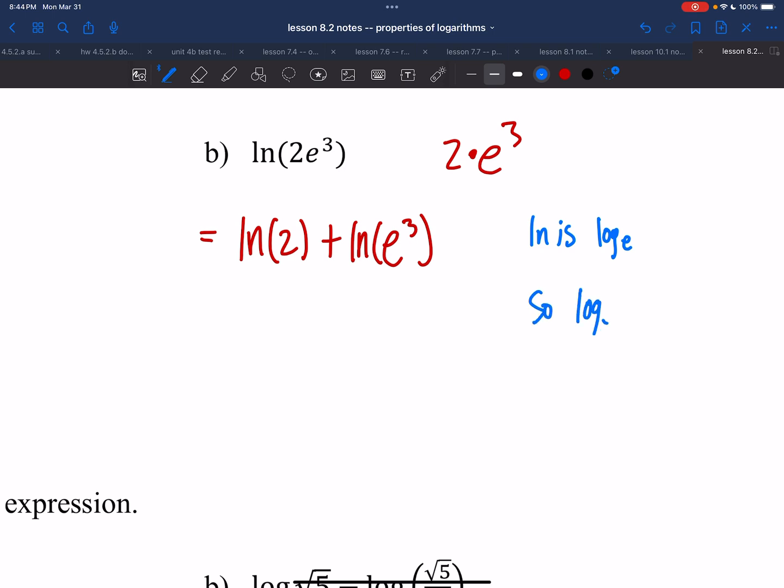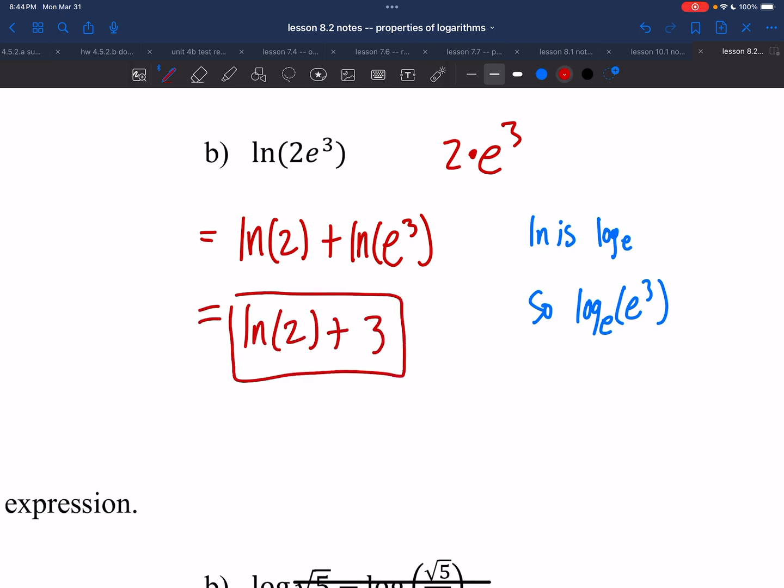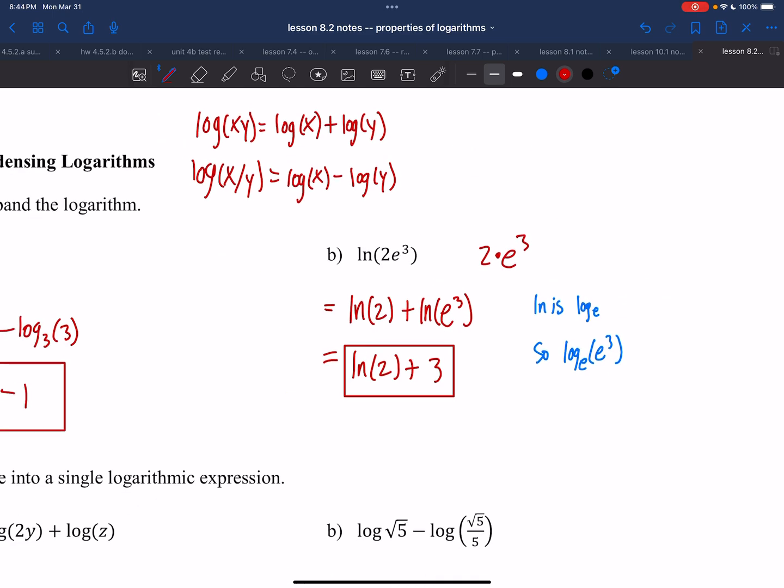So log base e of e cubed. See, this is asking, what power do you put on e to get e cubed? You put 3, yeah? Just the number 3. So natural log of e cubed is going to come out to 3, like so. And that's it. That's our log expansion. Those are those two things added. Okay.